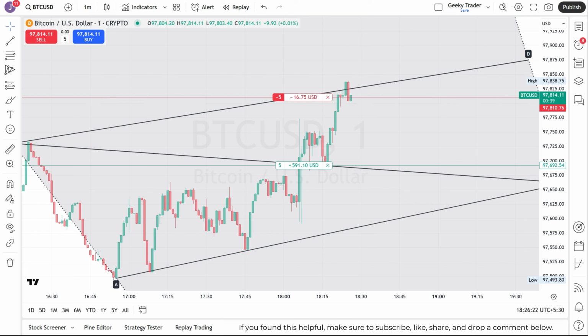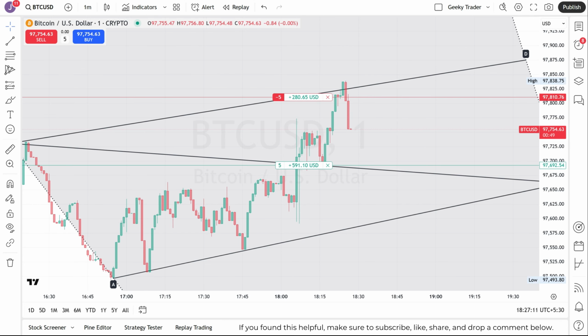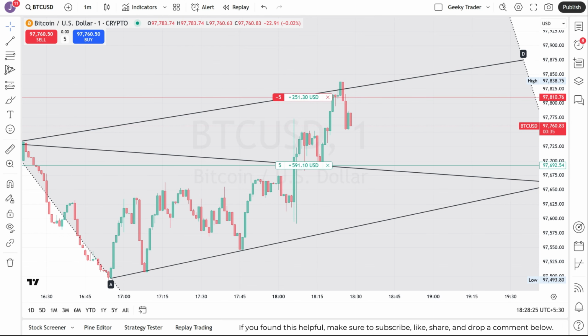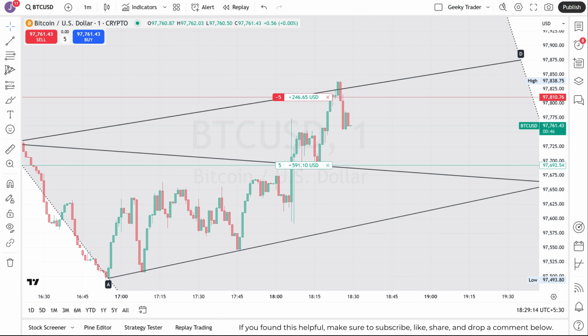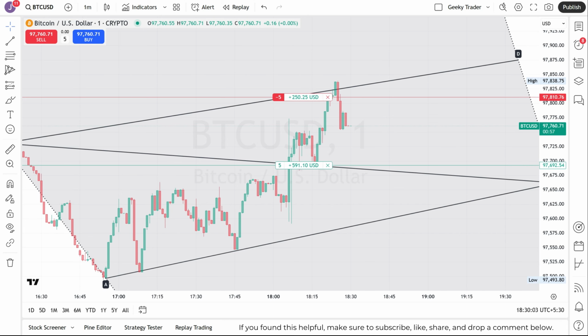Instead of exiting, I'm going to stay in the trade and let it run towards my target. This is why patience and discipline are so important in trading. When the market moves according to our plan, it's best to trust the strategy, stick to the setup, and let the trade play out. Now let's watch how the price progresses toward our target.